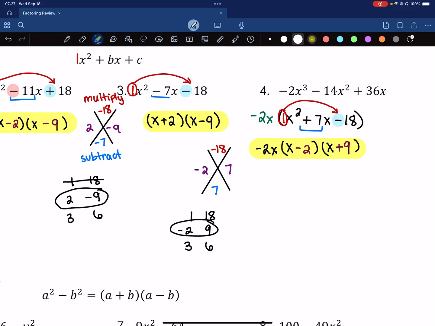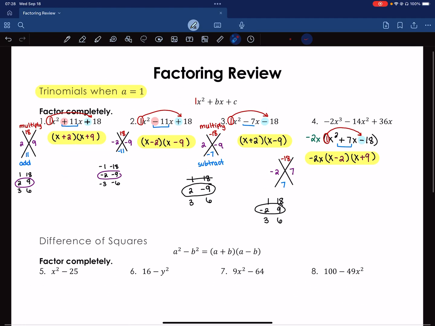So let's talk about this. When this last sign is a minus sign, like this one and this one, your signs are different inside the parentheses. Out of your two numbers, the bigger number will take the sign that's in the middle. So right here, our sign in the middle was a minus sign, our bigger number was 9, and it took the minus sign. Over here, our middle sign was a plus sign, and our bigger number 9 had a plus sign. So those are some little tricks that help you.